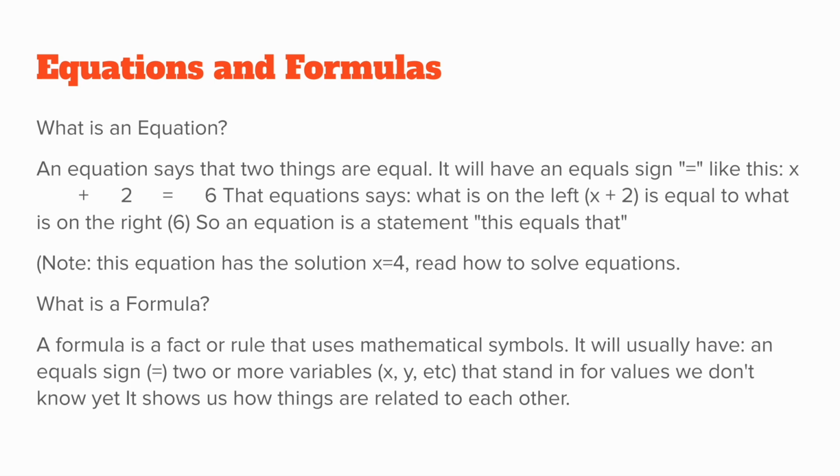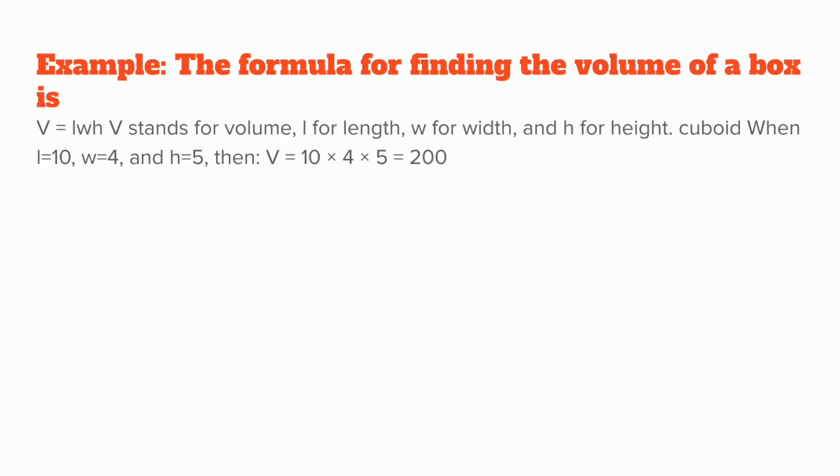Then what is a formula? A formula is a fact or rule that uses mathematical symbols. It will usually have an equal sign and two or more variables that stand in for values we don't know yet. So it shows us how things are related to each other. For example, the formula for finding the volume of a box is volume equals length times width times height.